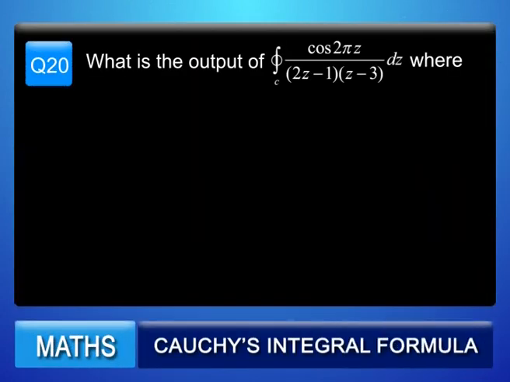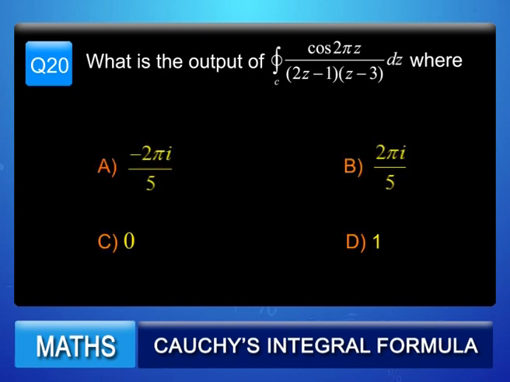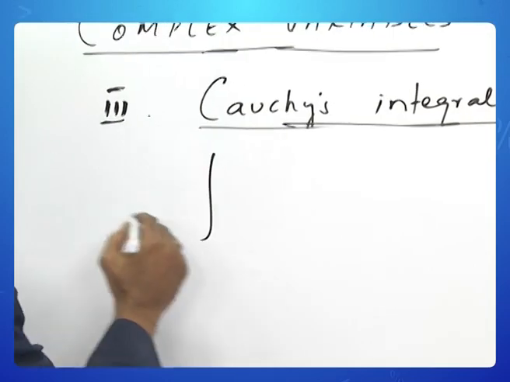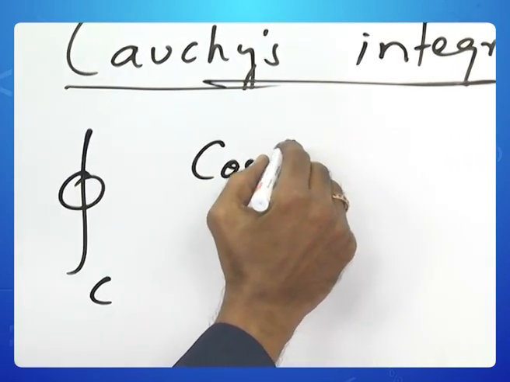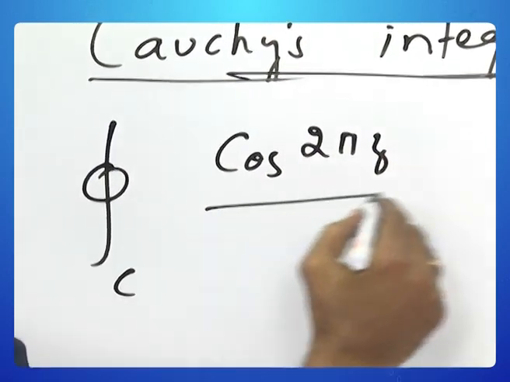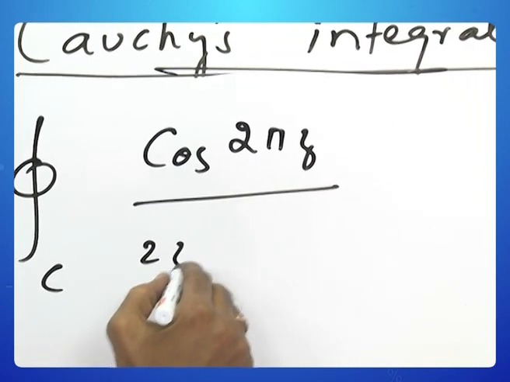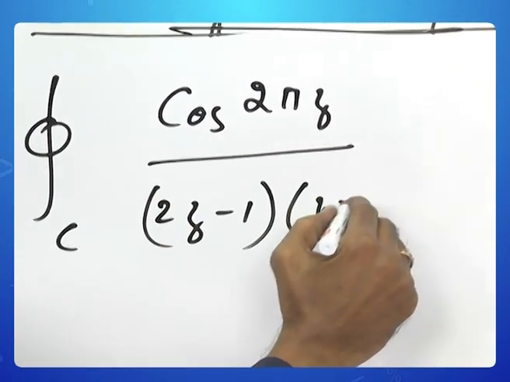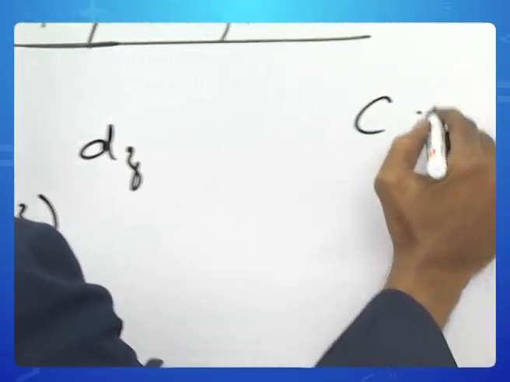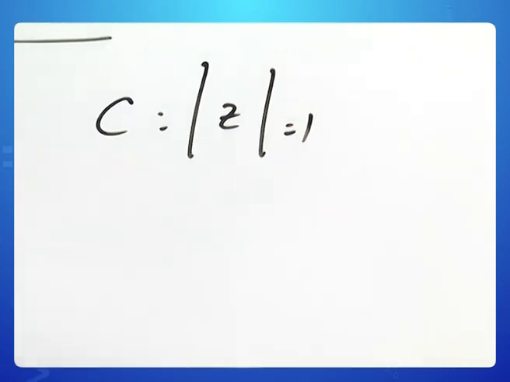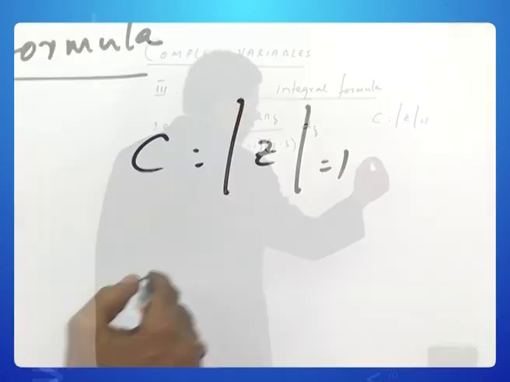Question number 20. What is the output of contour integral cos 2 pi z by (2z minus 1) into (z minus 3) dz, where C is mod z is equal to 1? This is a unit circle centered at the origin.